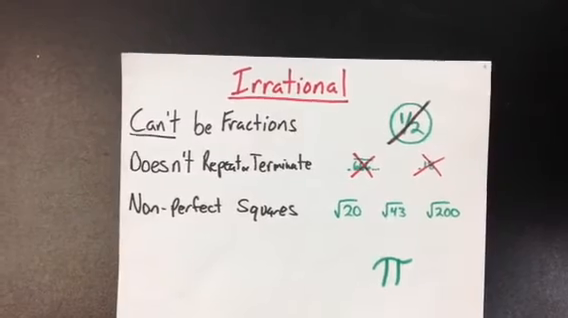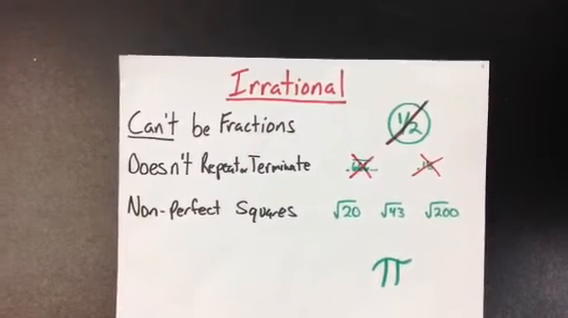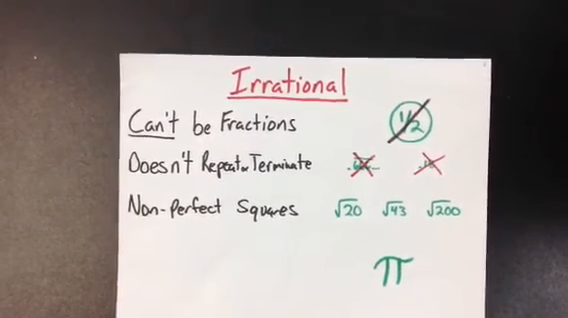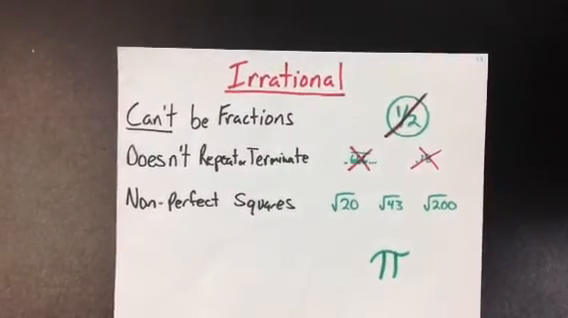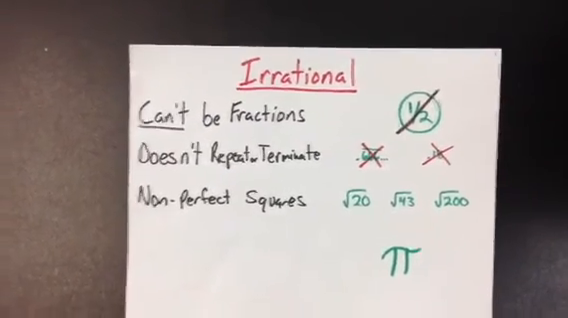Irrational numbers cannot be fractions. Irrational numbers do not repeat or terminate, and irrational numbers are non-perfect squares, and pi is also another example of irrational numbers.